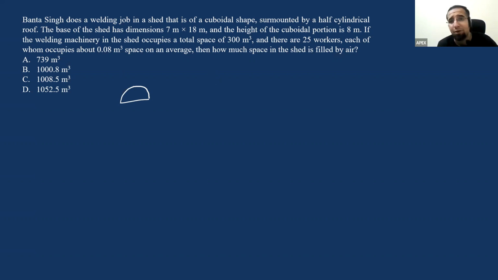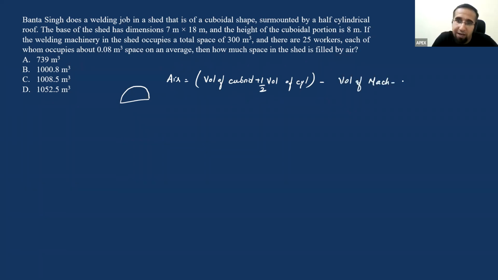The welding machinery occupies 300 m cube of space, and there are 25 workers, each of which occupies 0.08 m cube of space on an average. How much space is filled by the air, right? So if you understand, I want the free space. I want this free space. So volume of air is equal to volume of the cuboid plus volume of the half cylinder, which is half of the volume of the cylinder. Clear? Minus the space occupied by machinery, minus the space occupied by people.